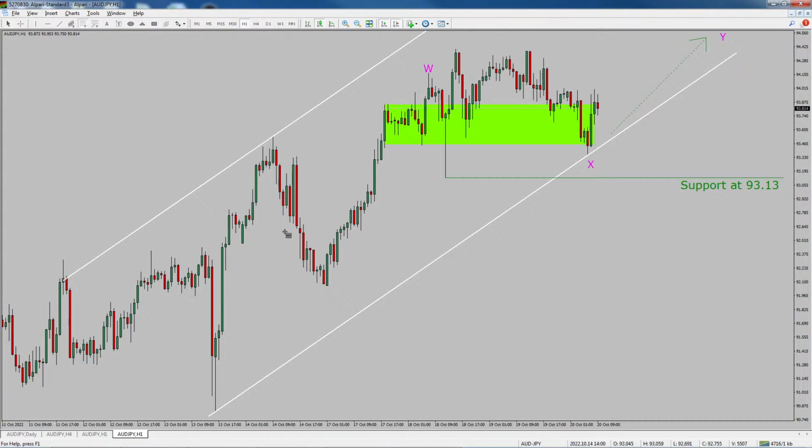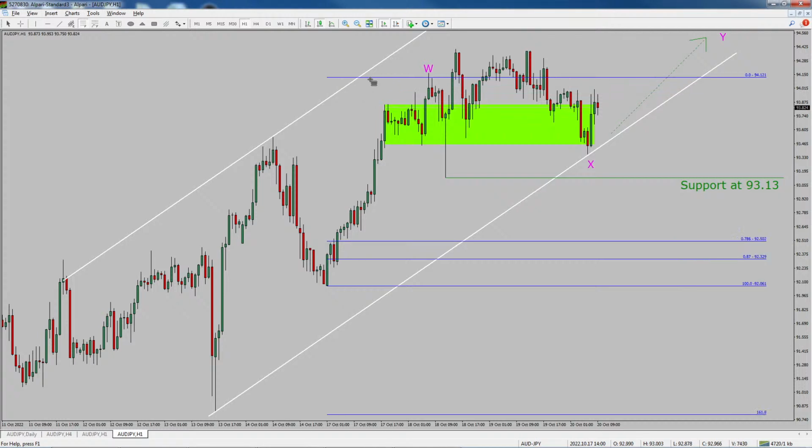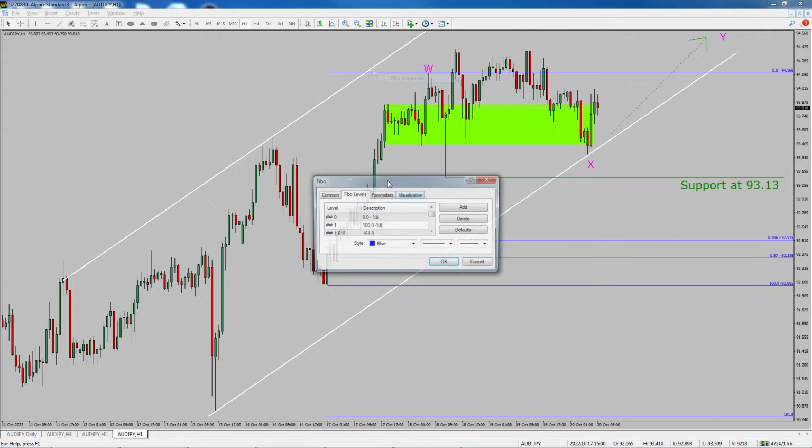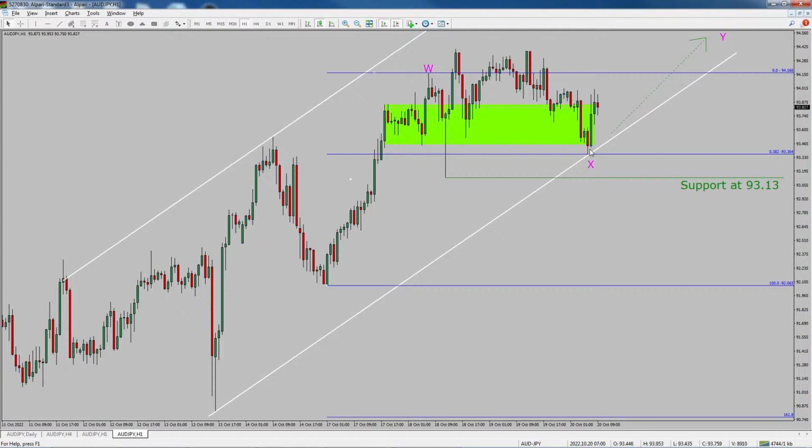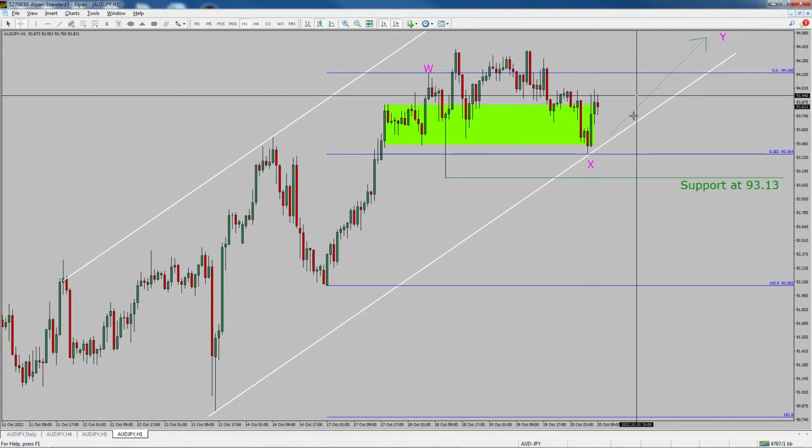Okay, and if you look at the Fibonacci levels, the 38.2%, 0.382, right on 0.382. Okay, so I'm assuming that the X wave is basically a bullish running triangle. A, B, expect C, D, E, and then rise.